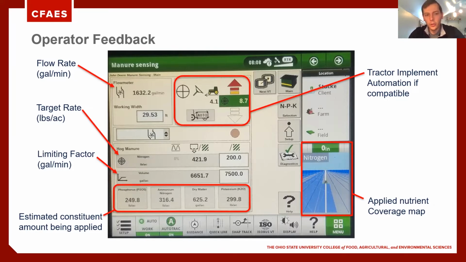But then you also have this target rate, limiting factor, and tractor implement automation, if compatible. Those three are pretty cool because it tells the operator that he can speed up and slow down to achieve his target rate and still meet his limiting factor. I just think that's a cool opportunity, having feedback right there in front of you. It's tracking your flow rate. You're seeing all those numbers. You're seeing if you're having spikes in the cab. Not only is that cool, but I want to show you some of the maps that it generated as well.